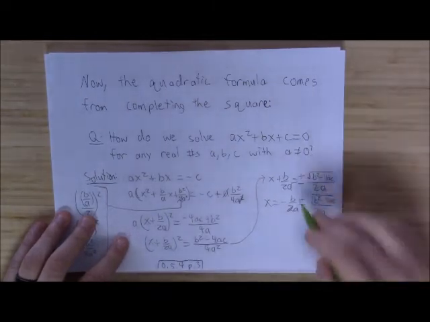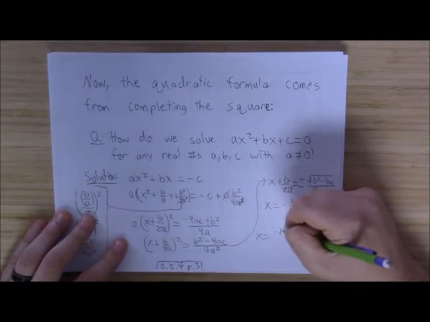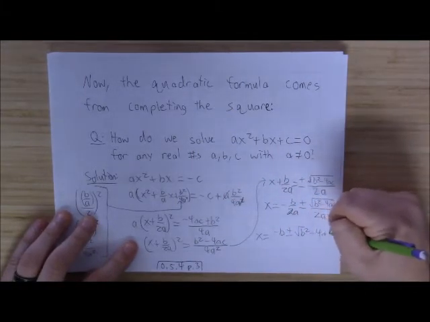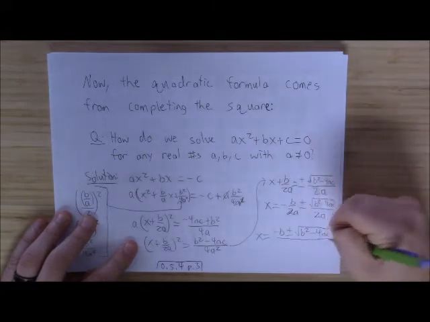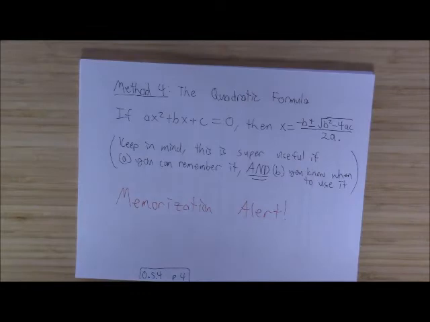So in other words, we can put this together and get that x equals negative b plus or minus the square root of b squared minus 4ac all over 2a. So we actually have the quadratic formula. Namely, we know that if ax squared plus bx plus c equals 0, then x must be negative b plus or minus the square root of b squared minus 4ac all over 2a.